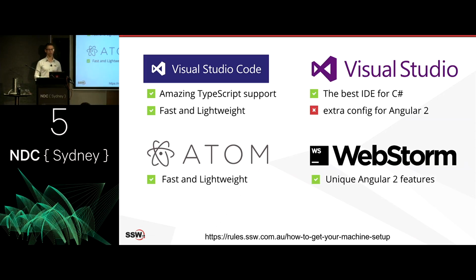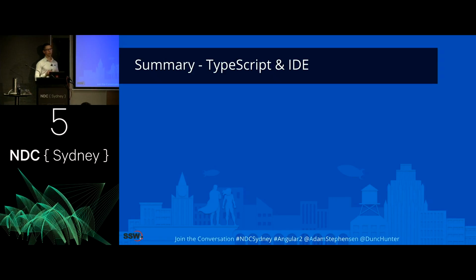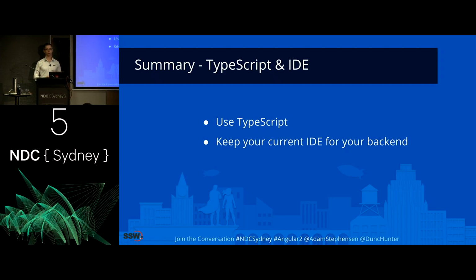So there's some really cool stuff in WebStorm that you don't get in the others, but I don't really like big bloated IDEs, so I don't like the ones on the right. I tend to like Visual Studio Code, maybe I'm a tiny bit slower writing import statements. But there's a lot of personal preference here, but watch out if you're using Visual Studio at the moment. So in summary for TypeScript and IDEs, it's not a big story here. I think at the moment you want to be using TypeScript and keep your IDE that you're using for your backend, but make sure you're using one that's got great support for TypeScript on the front end and works well with Angular 2 and doesn't give you too many red squigglies and lots of config.